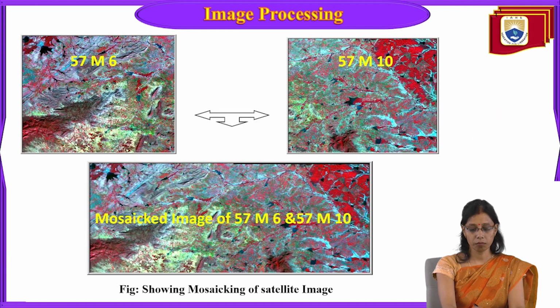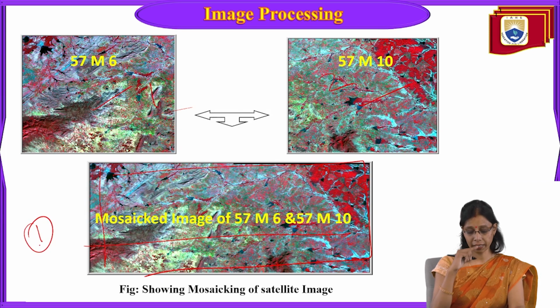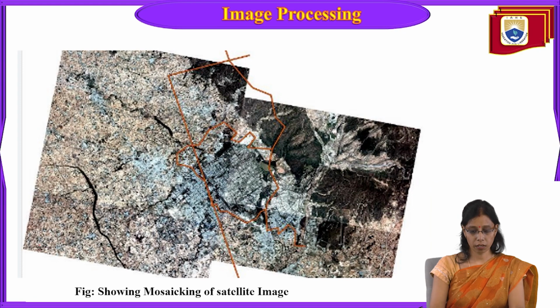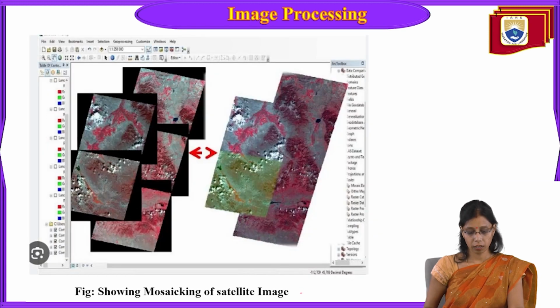And this is how the mosaicing happens. This is M56 M6 and this is 57 M10. When we join these two images, the final output we get looks like this. A single image. Two images are converted to one. It's called the mosaicing process. Here also we have one mosaicing process. These are all images which are joined together to get a single image. This is also one example of mosaicing.